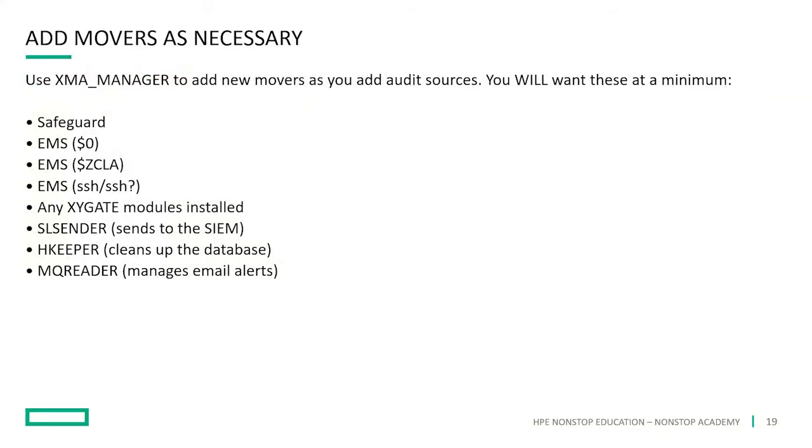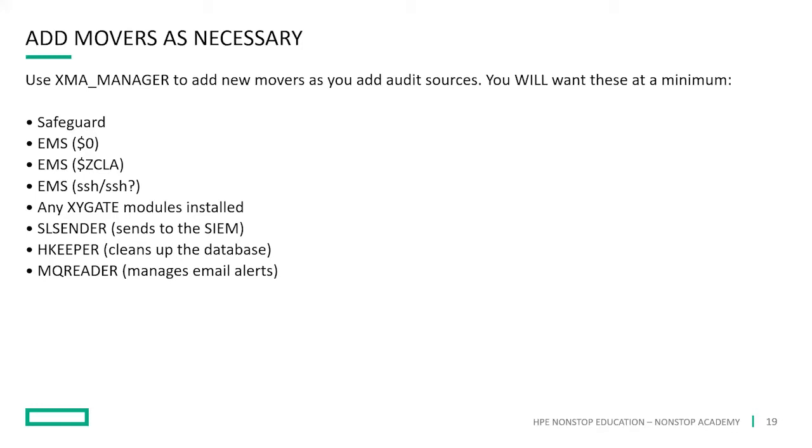Here are the movers that I think you need at a minimum. And like I said, Safeguard and EMS both get configured if you use the default install from HPE, but the others do not. So you're going to want to add an EMS mover for any EMS collectors you have that are not $0 and not $ECLA. You're going to want to add movers for any XYGATE modules you installed after you installed Merged Audit.